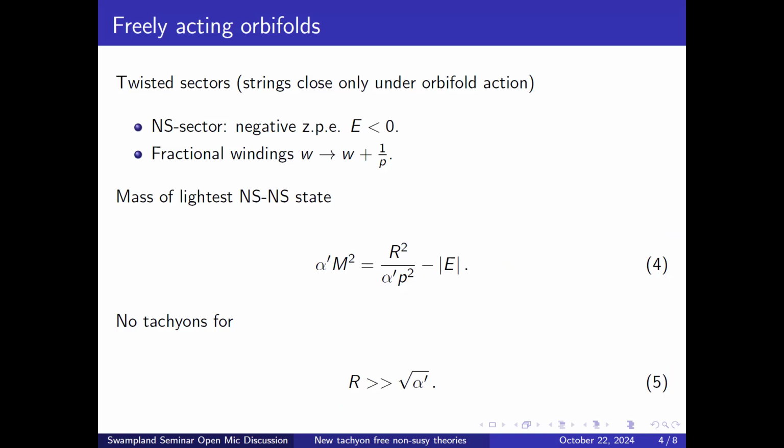So if we try to compute the mass of the lightest NS-NS state, which can be tachyonic, then we have a positive contribution to the mass of a state from the fractional winding, and then we also have a negative contribution from the zero-point energy. Equation 4 is a bit schematic, but still you can see that if the radius of the circle is large compared to the string scale, then these models can be made tachyon-free.